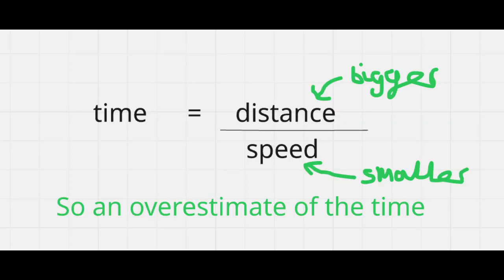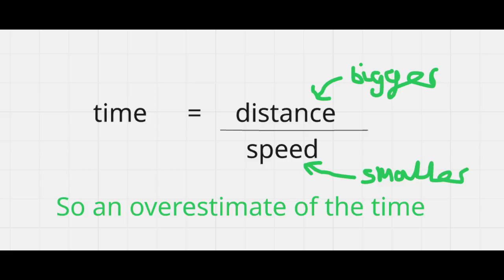Part B. When we rounded to one significant figure, we rounded the speed down and the distance up. So when we use the equation time equals distance over speed, this meant that the numerator became slightly bigger and the denominator became slightly smaller.